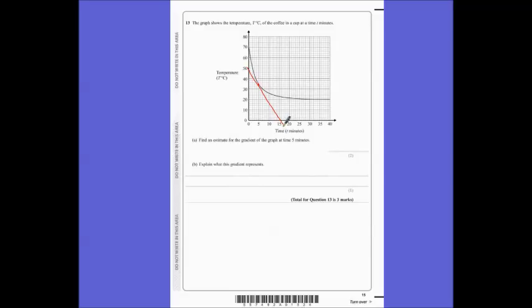So you'll notice that this goes from 0 up to 48, and this goes from 0 up to 16. So the gradient is the difference in y divided by the difference in x, which is 48 divided by 16, which would be 3. Now this is a negative gradient, so this would be negative 3 for the gradient. It says, explain what the gradient represents. Basically you've got temperature divided by time, so it's a decrease in temperature over time, which is just the rate of change of temperature of the coffee.